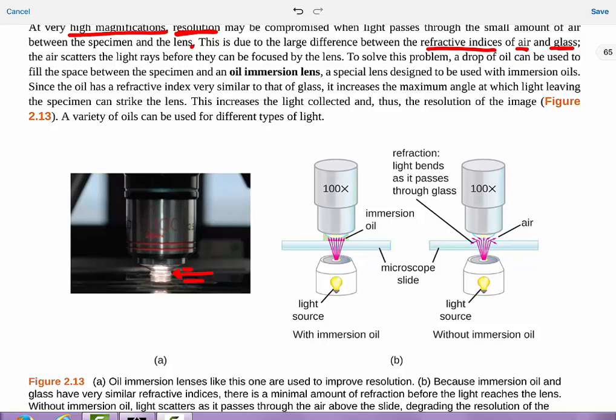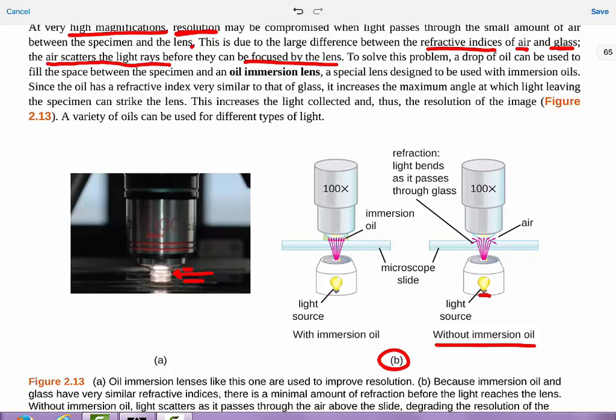Remember the light waves are going to move differently between the two. And since there is that difference, remember it's going to refract. The air scatters the light rays before they can be focused by the lens. And they're showing that here in B. So they're showing on this side without immersion oil, which we're going to talk about in a moment.